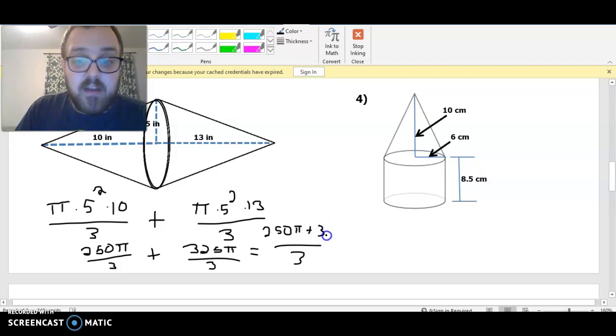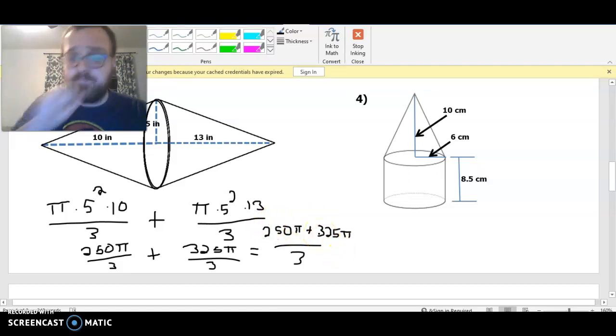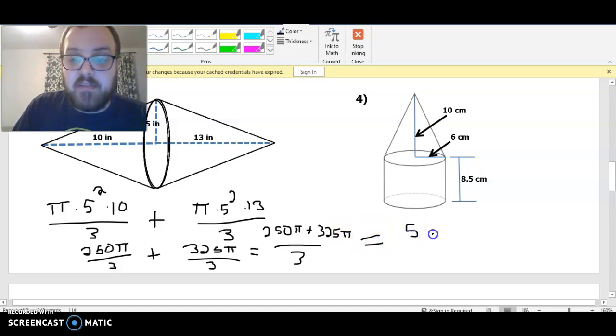Now, remember I said before, I want the exact answer. I want you to write it in terms of pi. We just have pi floating around here instead of putting 3.14 in for it. We just have it sitting there. Well, how do I deal with it? I just treat it like a variable, almost like I would x. So what I'm going to do is add these two numbers together as if they were coefficients. So my answer is going to be 575 pi over 3.